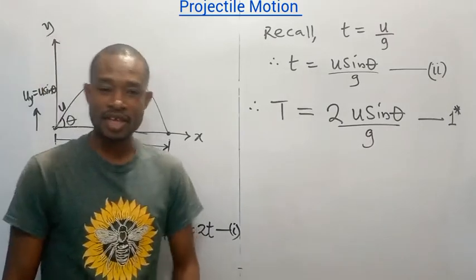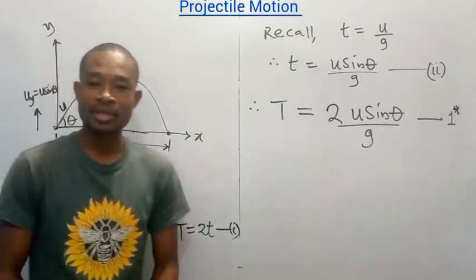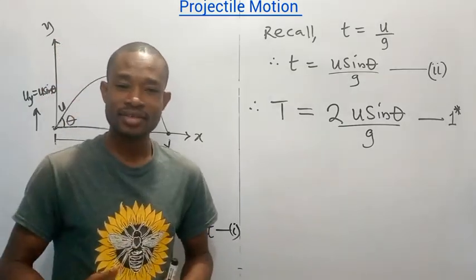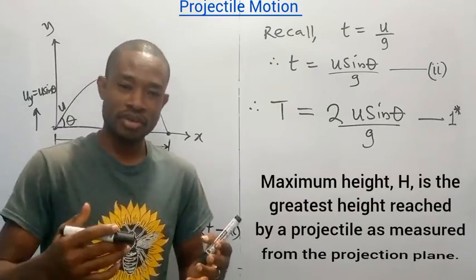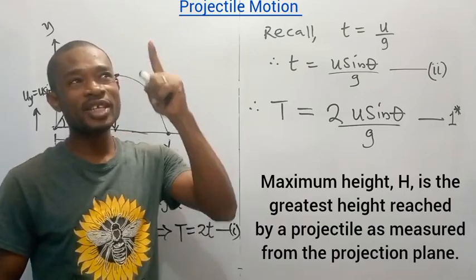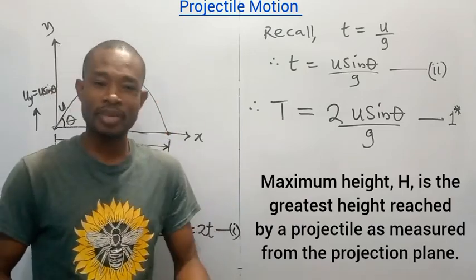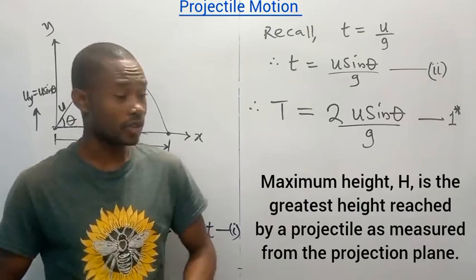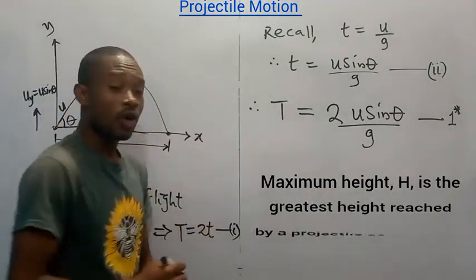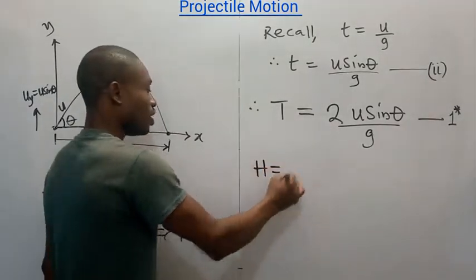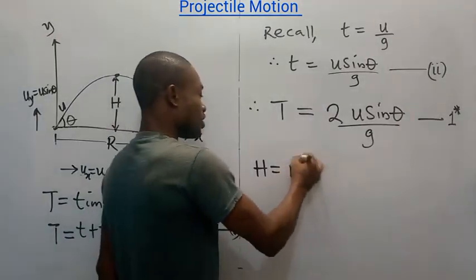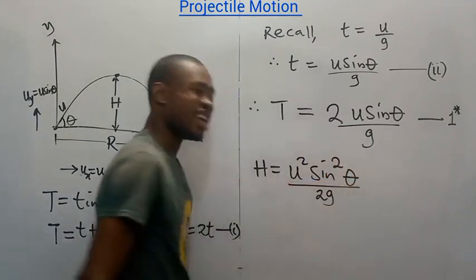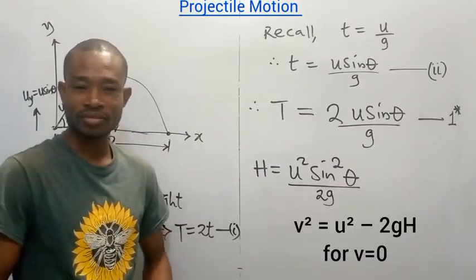Now let us define maximum height, h. Maximum height is defined as the greatest height reached by a projectile. What is the highest point that a projectile reaches before coming down? That greatest height is what we refer to as the maximum height of a projectile. And what is the formula for the maximum height of a projectile, h? It is given as u squared sine squared theta, divided by 2g. It's actually obtained from the third equation of motion.